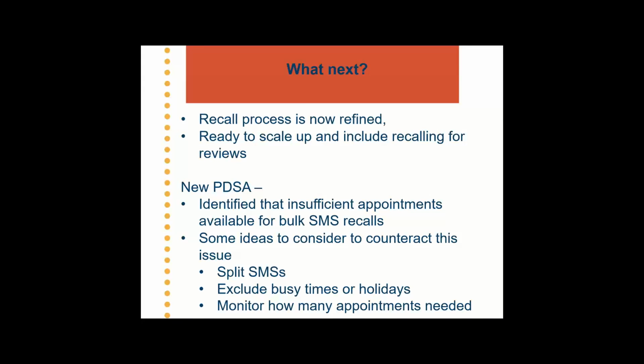So what next? Now the process is refined, we can scale up and contact all patients with diabetes without a completed GPMP in the practice. However, we discovered that we didn't have enough appointment spaces to accommodate the large number of calls in relation to the SMS recalls that were sent. Some ideas to fix this include splitting the SMSs, so send out maybe 50 a week, send them in the mid to late part of the week, and don't send them out during busy times, for example, flu season. Monitor how many appointments you have available each week, and allocate staff with protected time to complete these tasks and check on this.